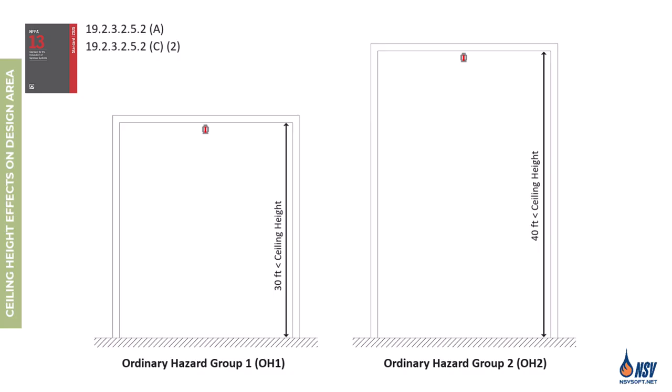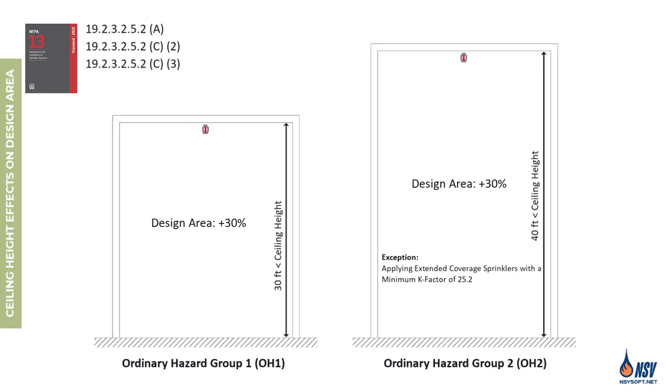One of the key changes in the 2025 edition of NFPA 13 is the impact of ceiling height on the design area for sprinkler systems in Ordinary Hazard Group 1 and 2 occupancies. According to this update, if the ceiling height exceeds 30 feet in OH1 or 40 feet in OH2, the design area must be increased by 30%. However, in OH2 occupancies with ceiling heights above 40 feet, this 30% increase may be omitted if extended coverage sprinklers with a minimum K factor of 25.2 are used.